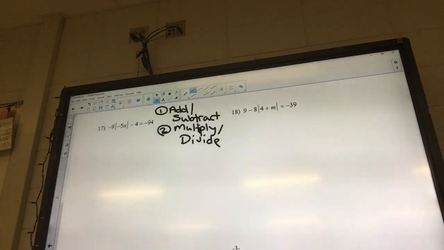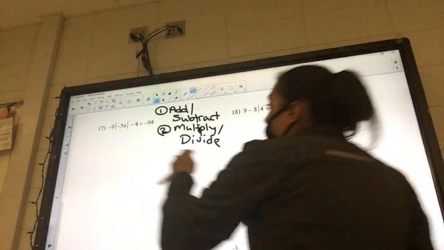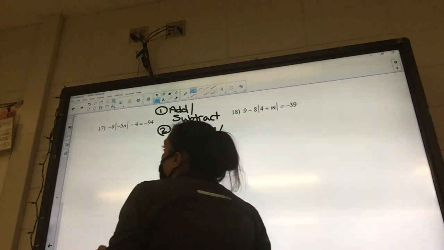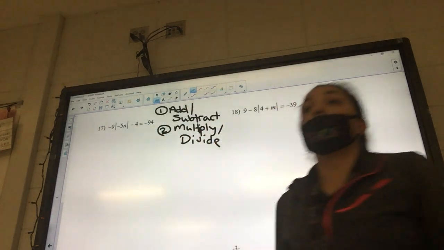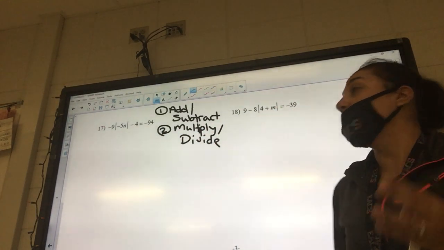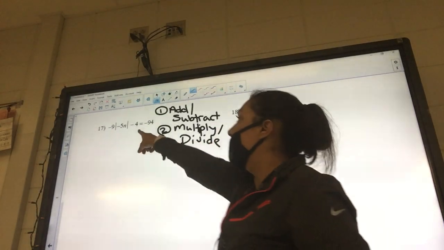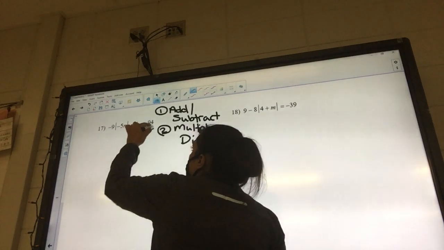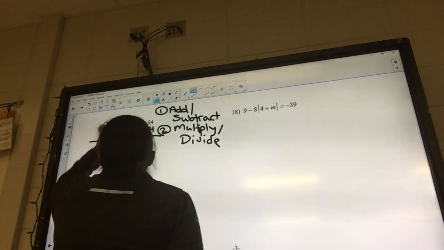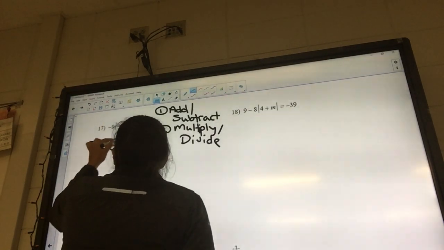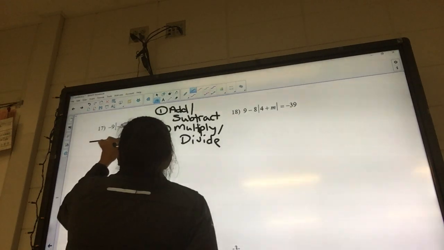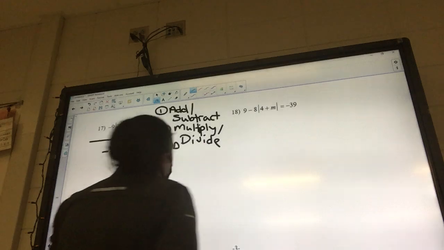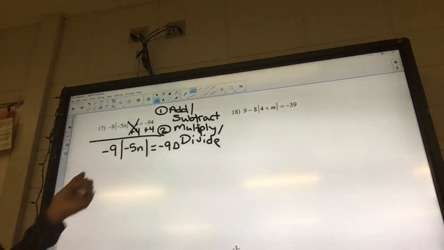So, by that I mean, we have a negative 9, the absolute value bars, and the 4. We need to get the absolute value bars all by themselves. So the very first thing we've got to do is our addition or subtraction, which is going to be this 4. So we're going to say plus 4, plus 4. So I still got this negative 9 times the bars minus 5n, and I got negative 90. You paying attention? Because then you're going to be lost.